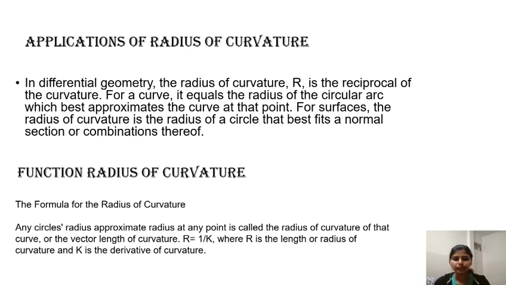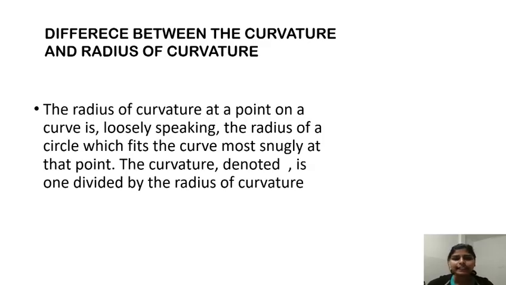The formula for the radius of curvature is r is equal to 1 by k. Any circle's approximate radius at any point is called the radius of curvature of that curve. The vector length of curvature r is equal to 1 by k, where r is the length of the radius of curvature and k is the derivative of curvature. Let us come to the difference between the curvature and radius of curvature.